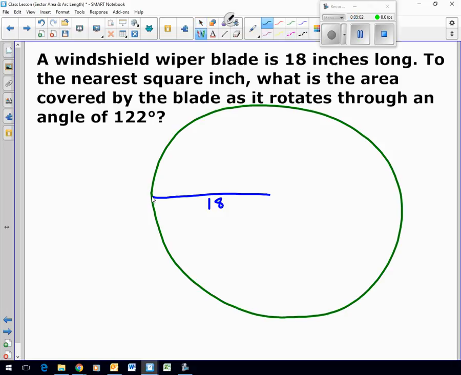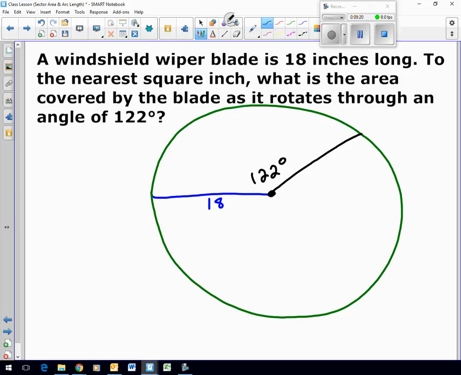We keep reading and it says, to the nearest square inch, what is the area covered by the blade as it rotates through an angle of 122 degrees? Does this make sense now? Don't worry about my drawing.